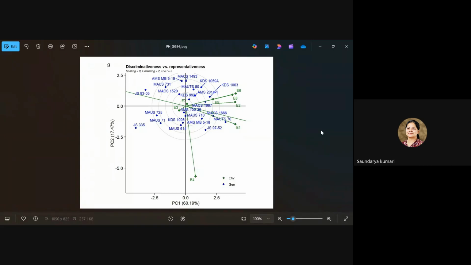Okay, sir. So we keep E4 aside from the group when we are talking about discriminativeness and representativeness. It is nowhere near anything. Now the environment E3: it is close to the origin, so less discrimination.